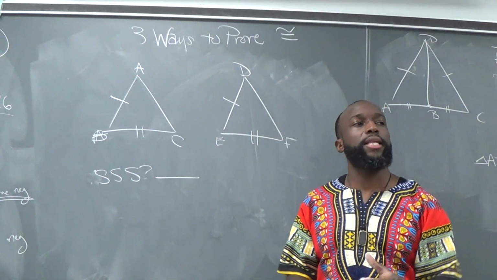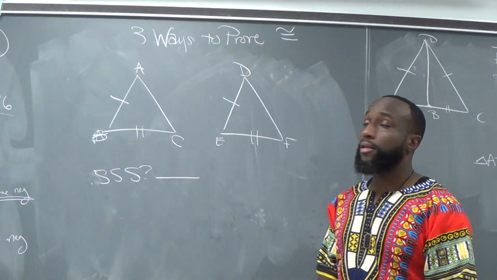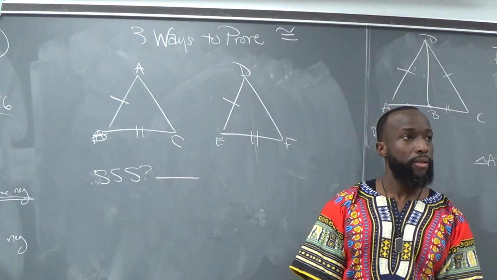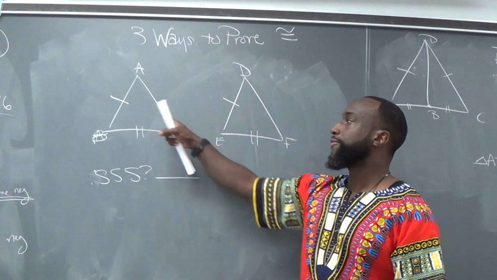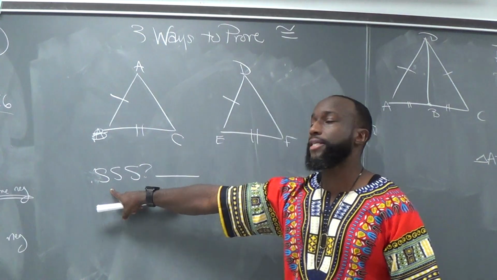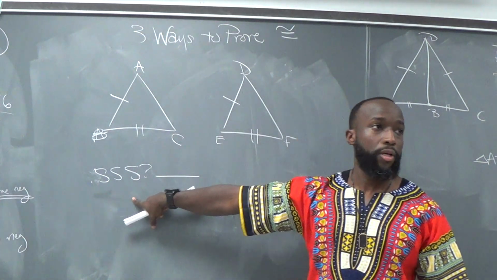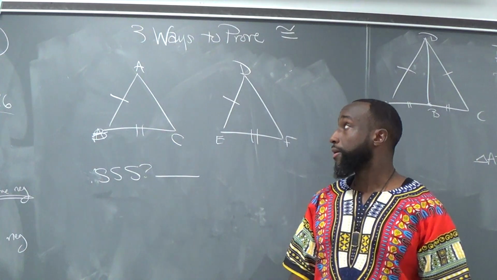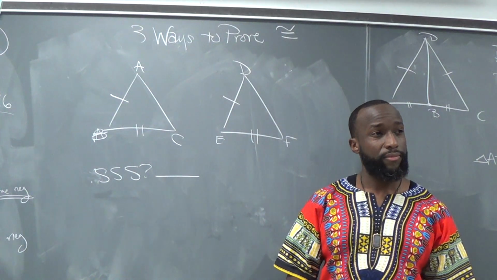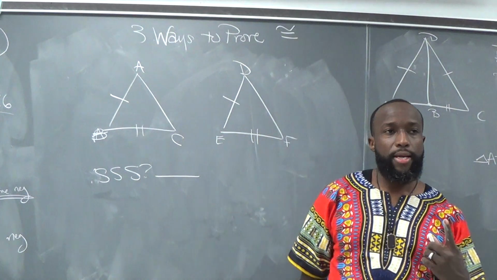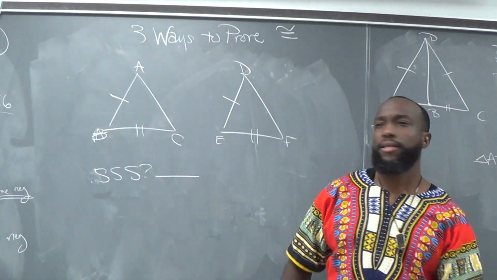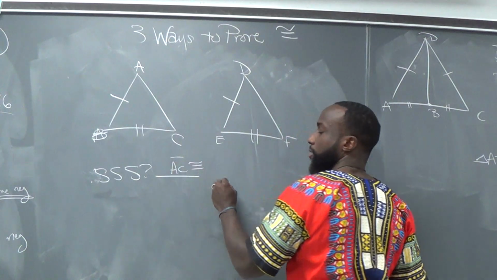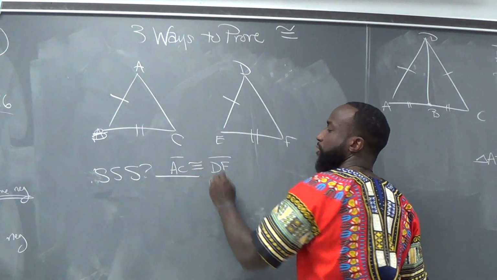What other information? Yes, Molly? Bisected or midpoint. Really? Okay. In order for these two triangles to be congruent based on SSS, we need another equal segment. What would that equal segment be? Help us out, Casey. AC is going to be congruent to who? DF. DF. That's what you need.